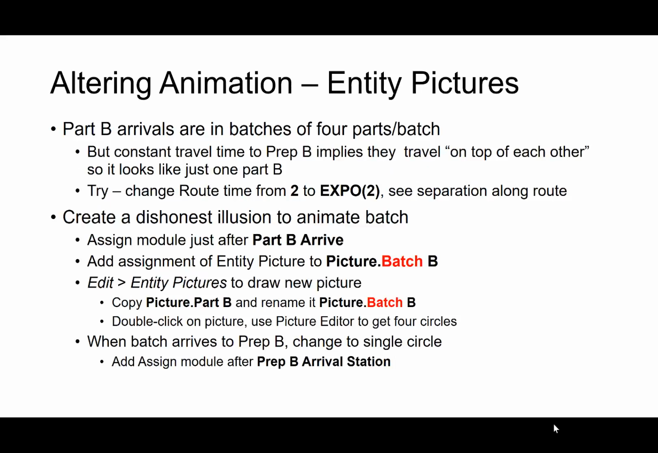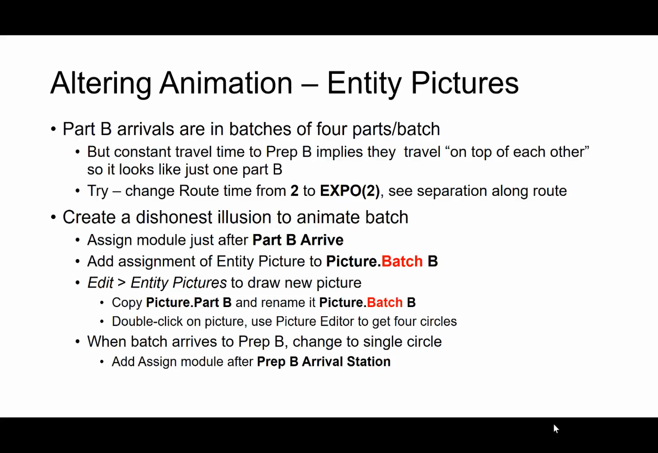So the entity pictures, the Part B arrivals are in batches of 4, if we recall. So the constant travel time to Part B implies that they travel all together. So it'll look like just a single part, even though they're in a batch. So if you'd like to try, you can go and change the route time from 2 to exponential of 2 to see the separation along the route. Otherwise, you leave them static, leave it as is, and it'll show it as 1.